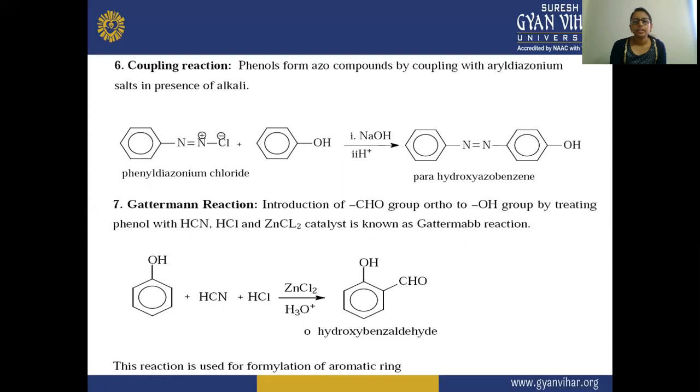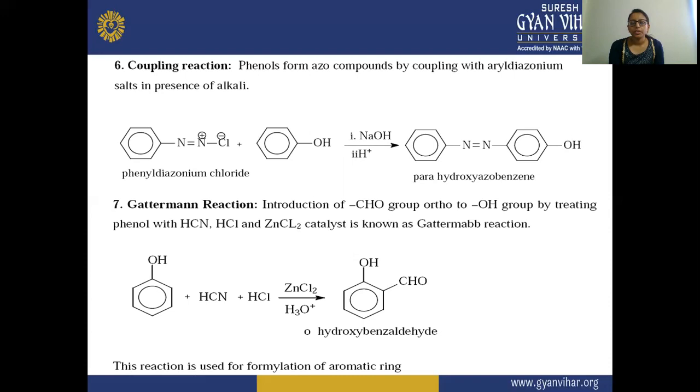This N2Cl is your diazonium. So here N2 is your diazonium and Cl is attached. That's why it is known as phenyl diazonium chloride. So when this phenyl diazonium chloride is reacting with this phenol in the presence of your NaOH, that is sodium hydroxide, that is your alkali, and then it's acidified, there is a formation of para-hydroxyazobenzene. Next reaction is your Gattermann reaction.